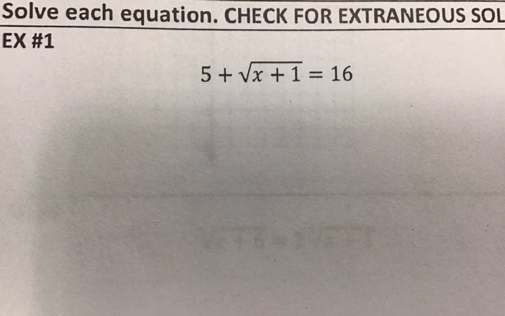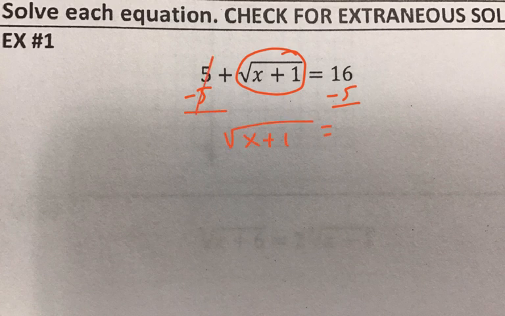Let's look at example 1. Notice I have a square root in my equation. Step 1, we always have got to get the square root by itself. So I'm going to minus 5 both sides, because now my square root is by itself. Now 16 minus 5 is 11.